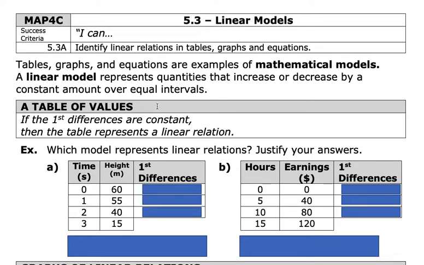Starting off with a table of values. If the first differences are constant, then the table represents a linear relation. Otherwise, if the first differences are not constant, we can say that the table represents a nonlinear relation, meaning that it is not a line or a constant rate of change.